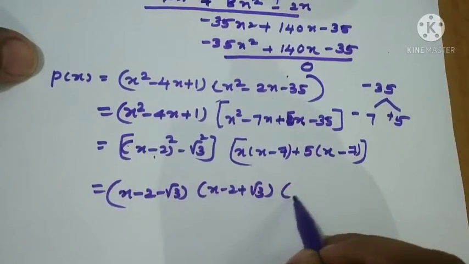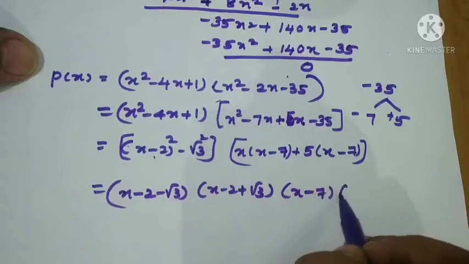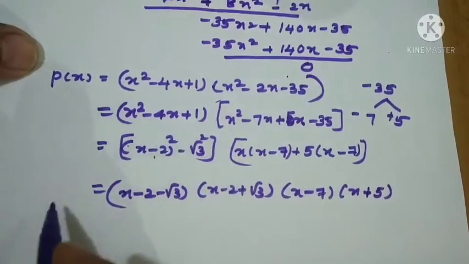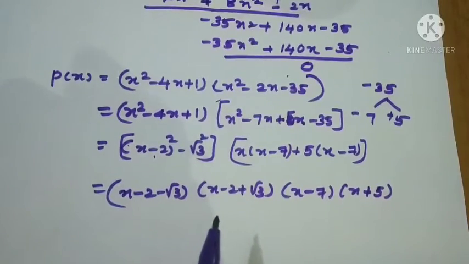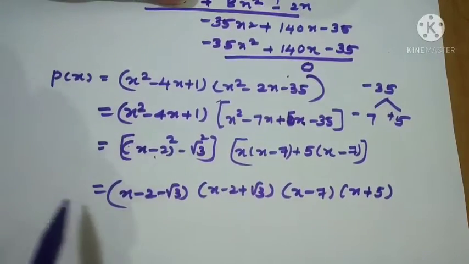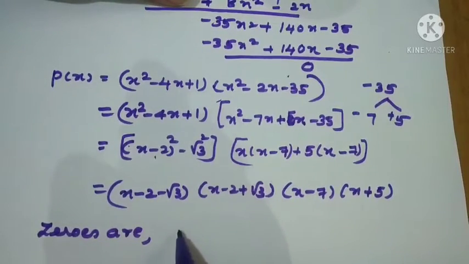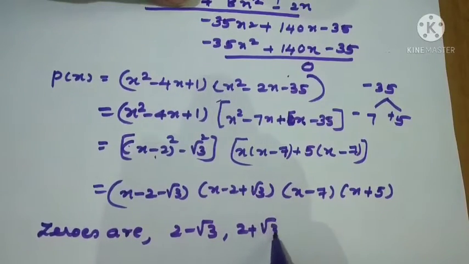bracket. Now here what is common? x minus 7 and then x plus 5. See, already 2 zeros are given, other zeros only they have asked. Still what I suggest means you write all the zeros. So the zeros are 2 minus root 3, 2 plus root 3, then 7 and minus 5.